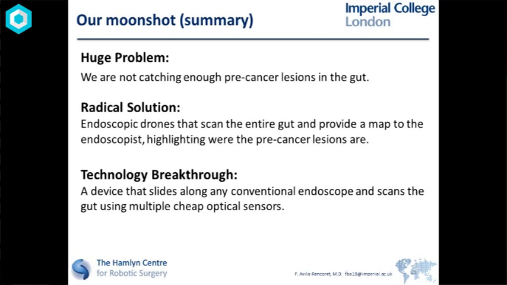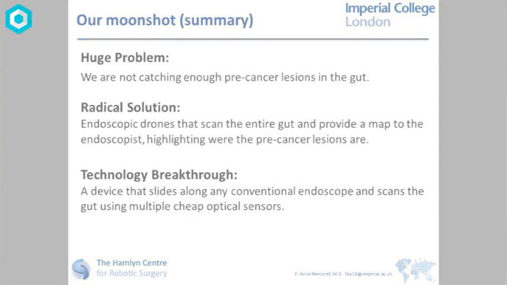So in summary, our moonshot: there is a huge problem. We are not catching enough precancer lesions in the gut. We offer a radical solution. Why not use endoscopic drones that scan the entire gut, millimeter by millimeter, and provide a map to the clinician highlighting where the precancer lesions are? Using a technological breakthrough, we propose a device that slides along any conventional endoscope and scans the gut using multiple cheap optical sensors.